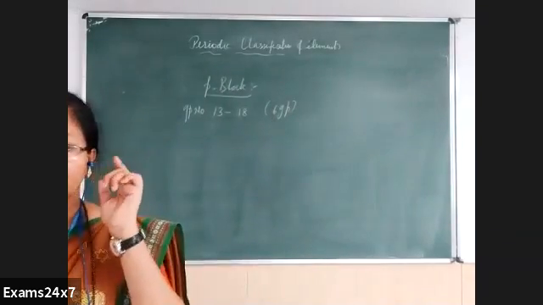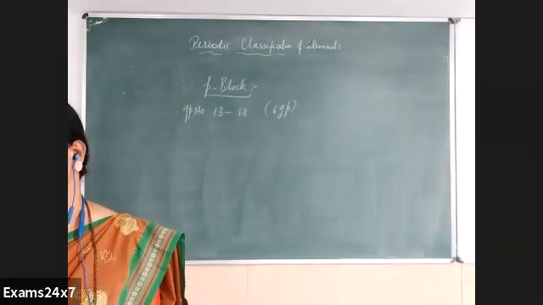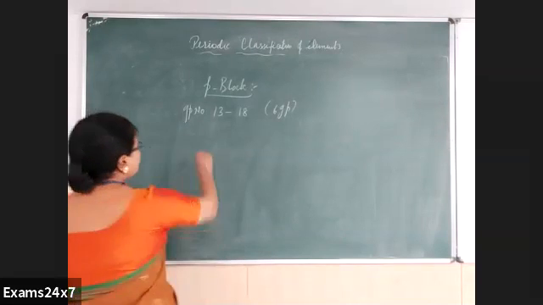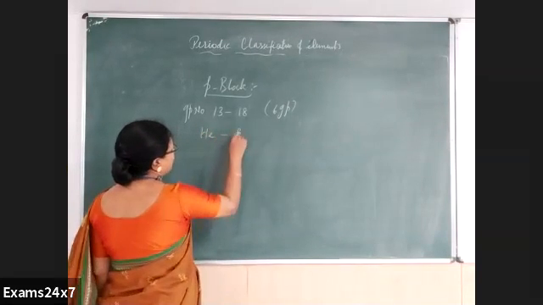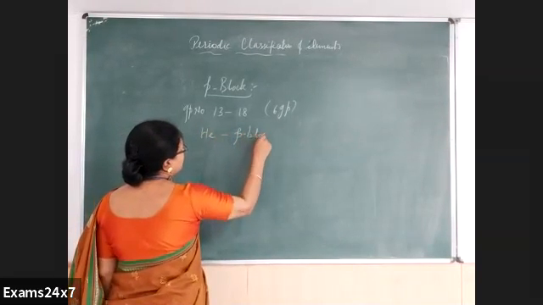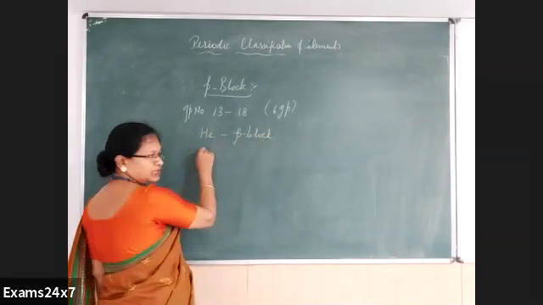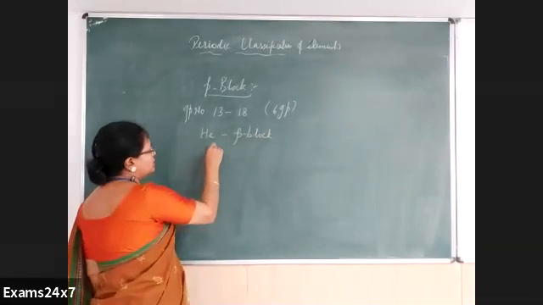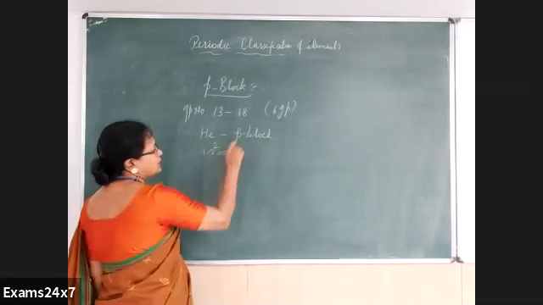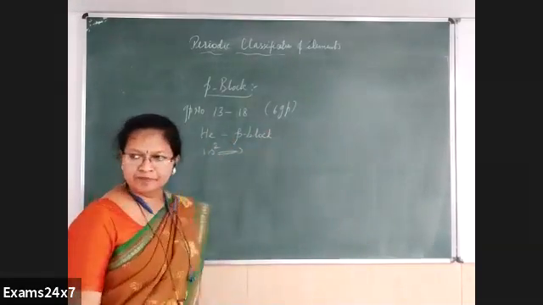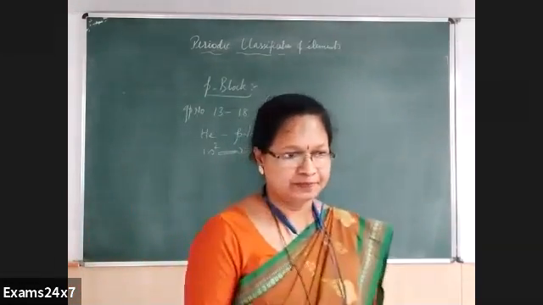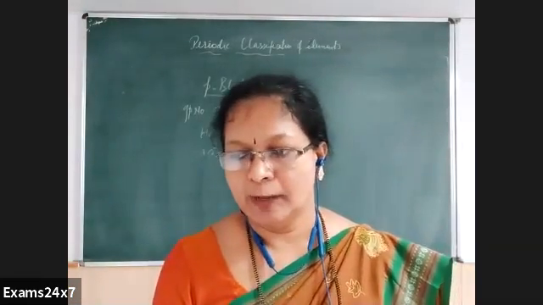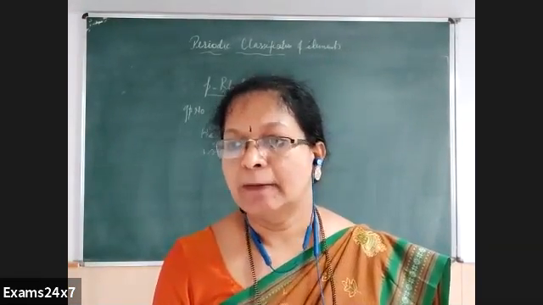And what is the speciality of helium? Do you know? Helium belongs to the p block, but if you see the configuration of helium, with atomic number 2, it is 1s2. It doesn't have any electron in the p orbital. That is the speciality of helium. Helium belongs to the p block, but doesn't have any electron in the p orbital.